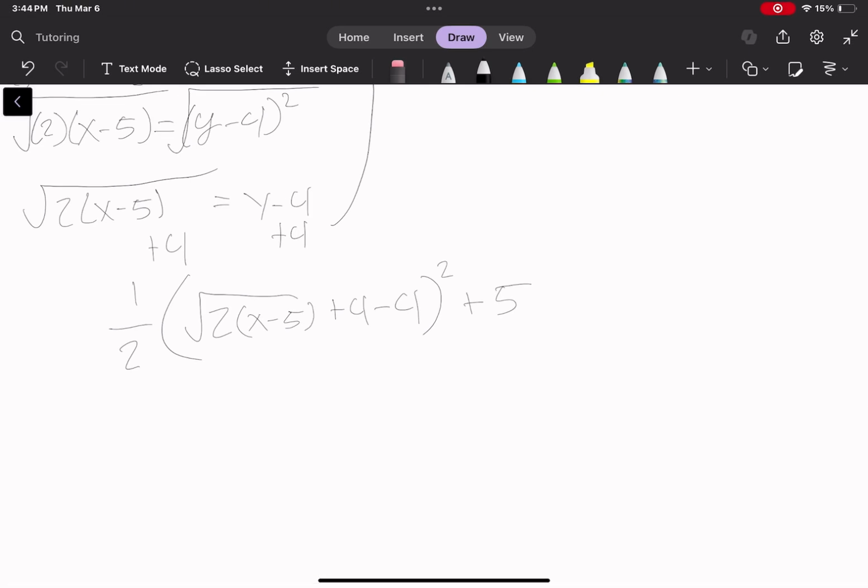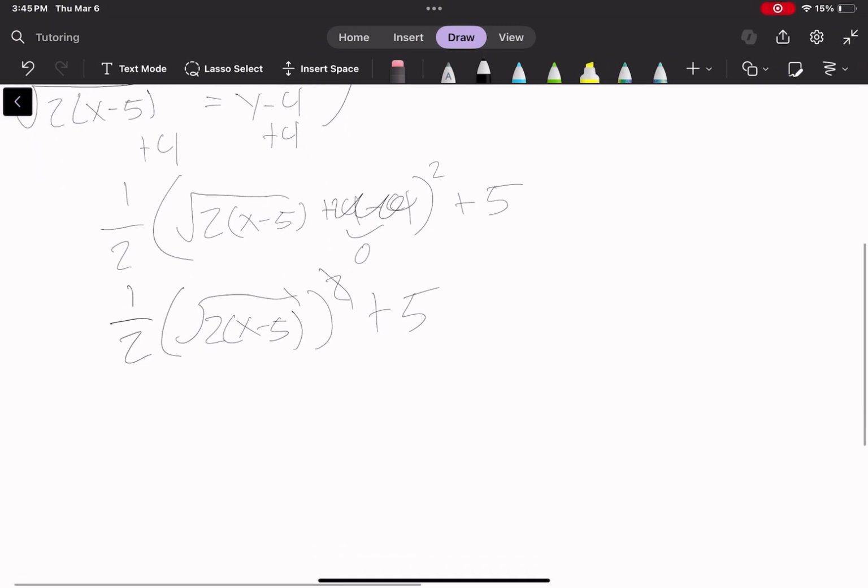So, what do we notice first? Well, 4 minus 4 is equal to 0, so those cancel out. So now, we're going to get 1/2 times the square root of 2 times x minus 5, squared, plus 5. And so, our squared is going to cancel out our square root. So now we're going to have 1/2 times 2 times x minus 5, plus 5.